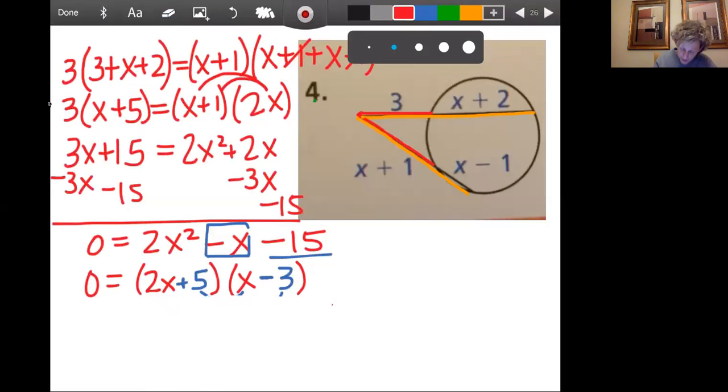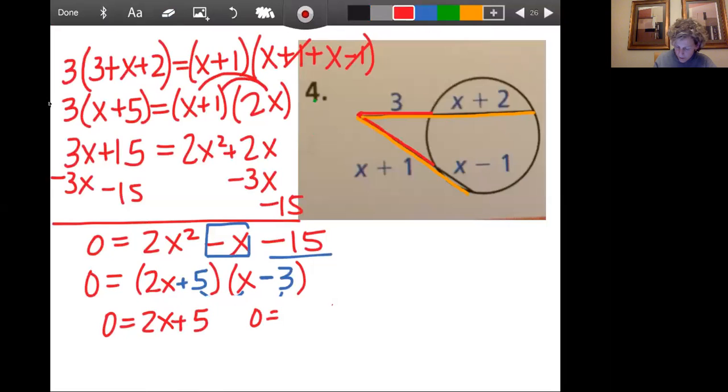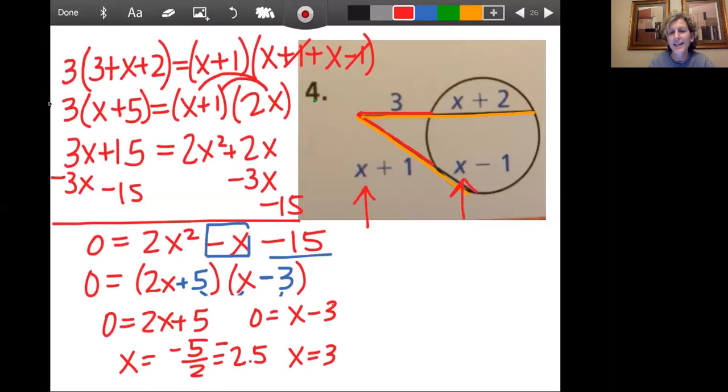And then I just set each of those equal to 0. So 0 is going to equal 2x plus 5, and 0 is going to equal x minus 3, and we solve for the variable. So what happens here is x ends up being negative 5 over 2, and this ends up being x equals 3. All right, so negative 5 over 2 as a decimal would be negative 2.5. That might be easier to see that if I plug negative 2.5 into here, it's going to make that segment negative. That can't happen. So we can get rid of that guy. And the answer is x equals 3. All right, good job.